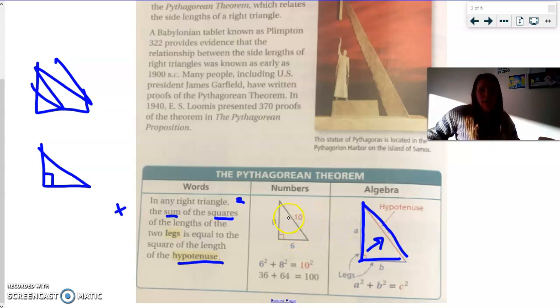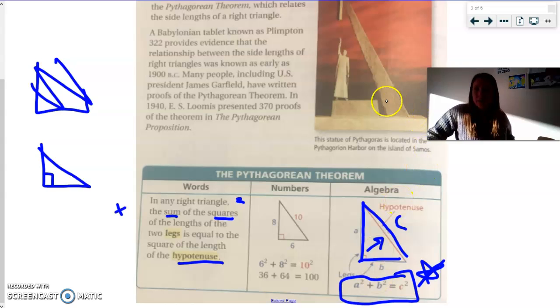So they show it in here, but I think the algebra version is a little better to explain first. So what they say is if I take A squared plus B squared, it should be the same as the hypotenuse, or C squared. So maybe you've already heard of this equation before because it's very popular. A squared plus B squared equals C squared.